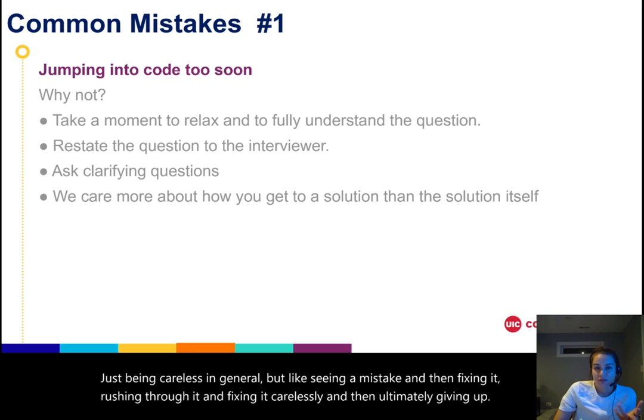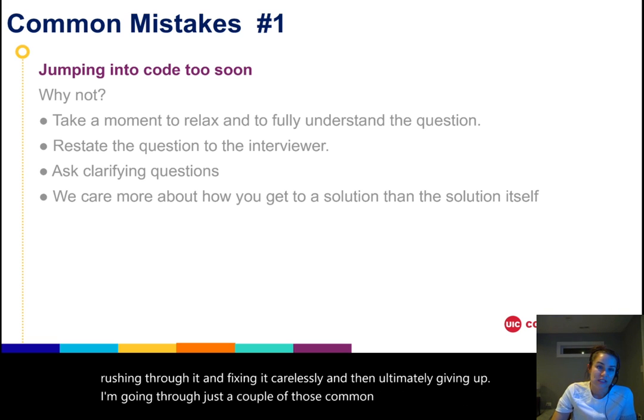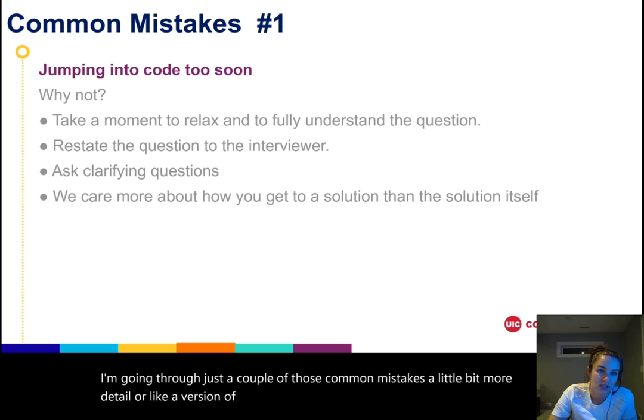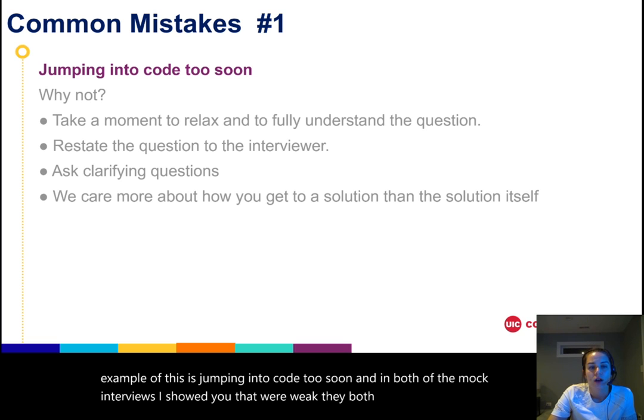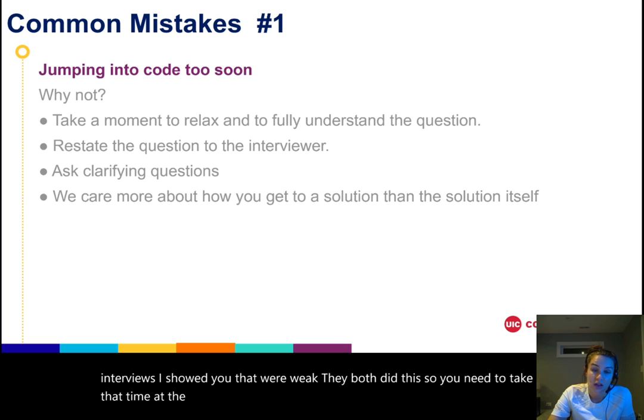Going through just a couple of those common mistakes in a little bit more detail. So I said rushing is a common mistake. One example of this is jumping into code too soon. In both of the mock interviews I showed you that were weak, they both did this. So you need to take that time at the beginning of the interview to think. You can't solve a problem without thinking.